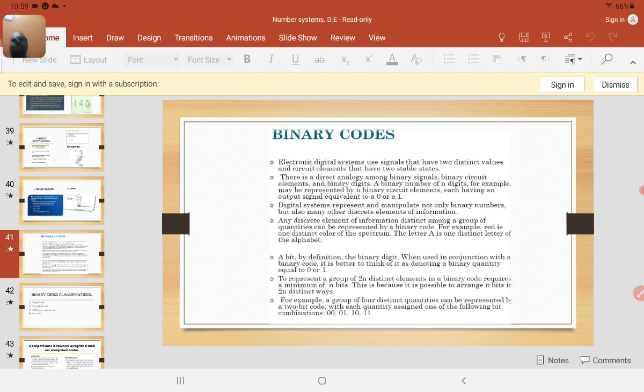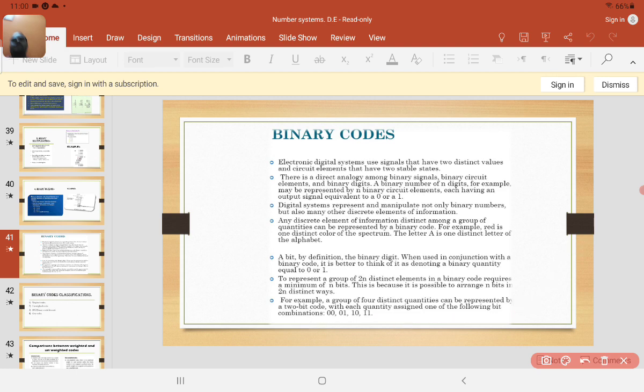A bit, by definition, is a binary digit. When used in conjunction with a binary code, it is better to think of it as denoting a binary quantity that is equal to 0 or 1. To represent a group of 2 to the power n distinct elements in binary code requires a minimum of n bits. This is because it is possible to arrange n bits in 2 to the power n distinct ways. For example, a group of 4 distinct quantities can be represented by a 2-bit code, with each quantity assigned one of the following bits.